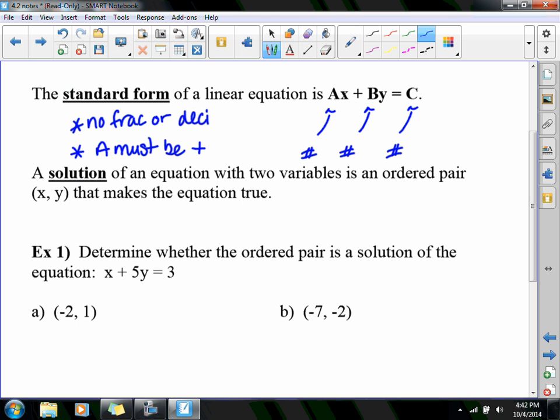And they're going to give us an equation in standard form, and then they're going to give us an ordered pair, and we have to see if that ordered pair is a solution to the equation that we're given. And basically, to test that, we're just going to take the ordered pair, x and y, and substitute it into the equation for x and y. And then we'll multiply a times x and b times y, add them together, and we'll see if we get c. If we do, that ordered pair is a solution. If we don't, it's not a solution.